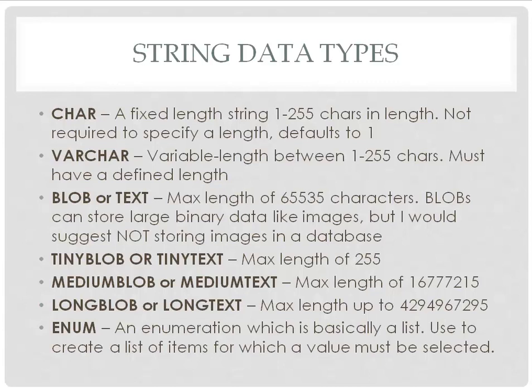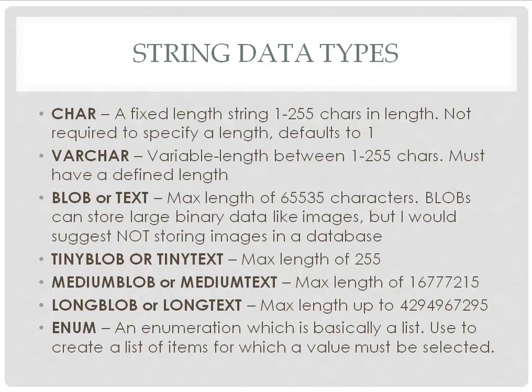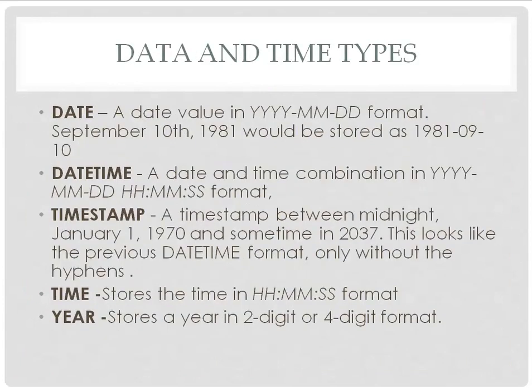Medium has a max length, you can see this number here, and then the long text or long blob has this huge number. And then we have an enum, which is an enumeration. It basically is a list, and it's used to create a list of items for which a value must be selected. Alright, so that's string data types.